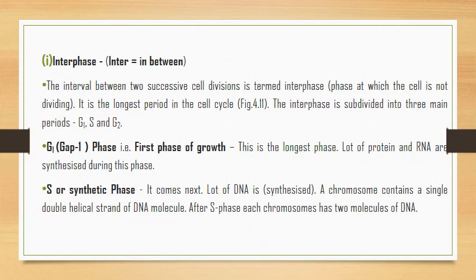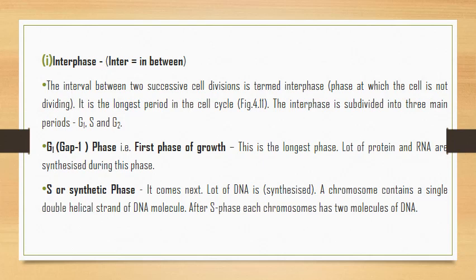Interphase. Inter means between. The interval between two successive cell divisions is termed interphase. It is the longest period in the cell. The interphase is subdivided into three main periods: G1 phase, S phase and G2 phase. G1 phase, the first phase of growth. This is the longest phase. A lot of protein and RNA are synthesized during this phase.